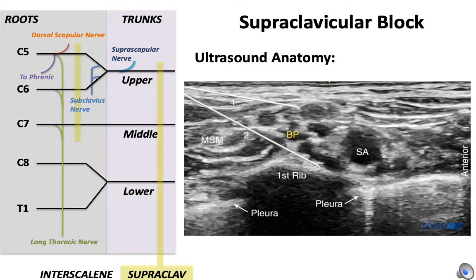Here you can see the three trunks clustered next to the subclavian artery and above the first rib. Notably, the pleura is visible in the frame, reflecting the potential risk of pneumothorax with this block. Of note, the lower trunk is the most medial and closest to the rib and pleura, which is why this trunk can sometimes be inadvertently spared.